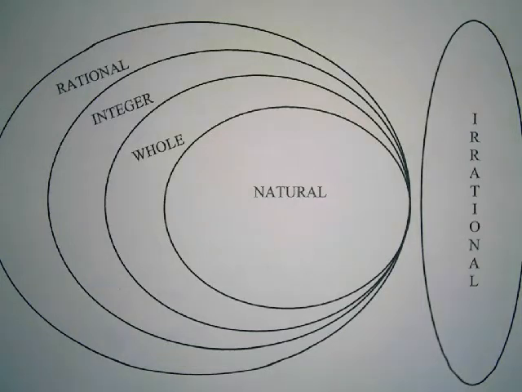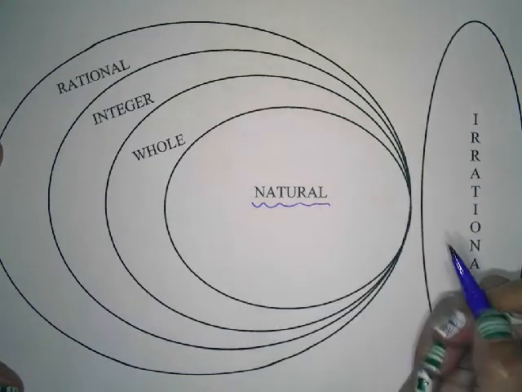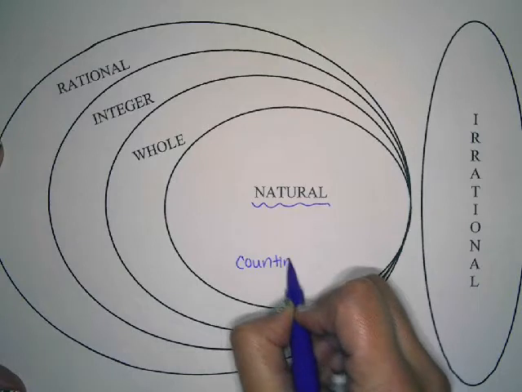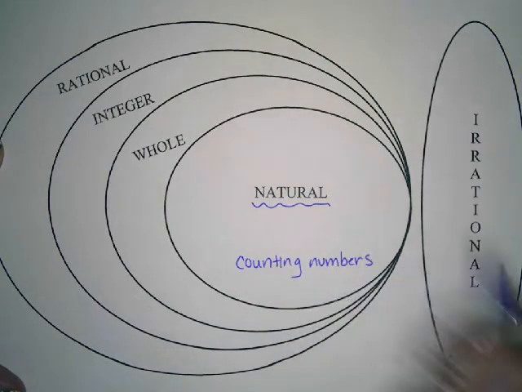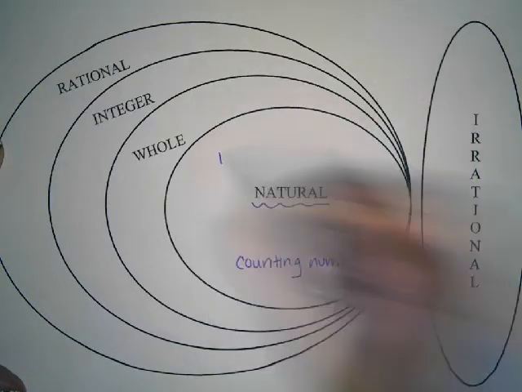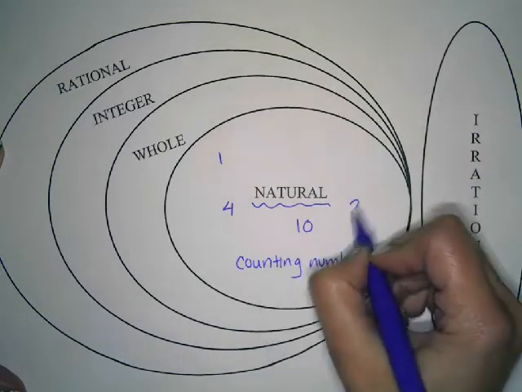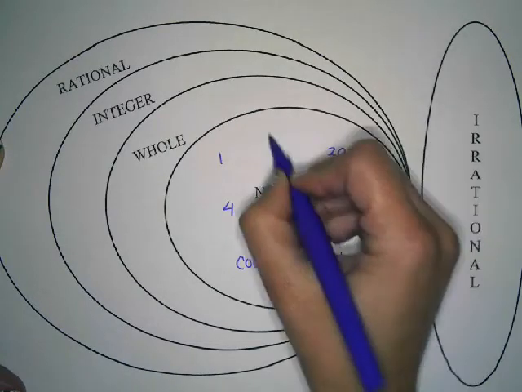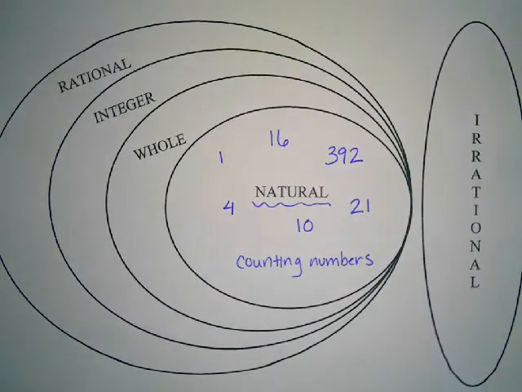So for example, our natural numbers here, we said those were our counting numbers. So counting numbers, 1 would be a natural number, 4, 10, we're just going to put some counting numbers in here, 392, it can be large numbers. Anything that is 1 or larger and is a whole number is going to be a natural counting number.